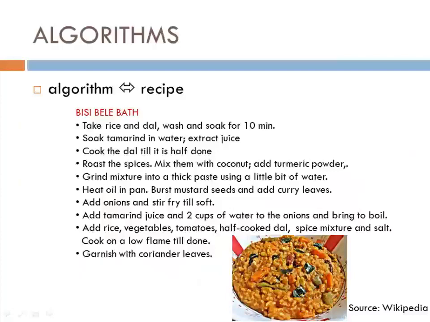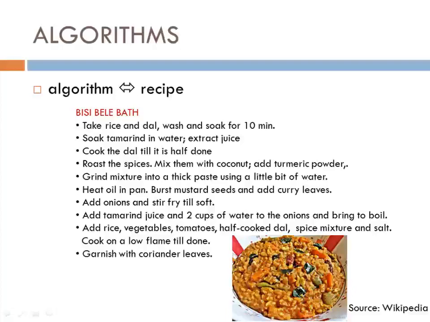The simplest way to look upon an algorithm is to view it as a recipe in cooking. So a recipe, like the bisi bele baat recipe we have here, is a sequence of instructions where each instruction is fairly simple that a cook can follow. Unfortunately not me, but a cook can follow and end up producing this dish. Right? An algorithm is similar. It's a sequence of instructions. Each instruction you can make a computer do, and then in the end the computer will end up solving the problem.